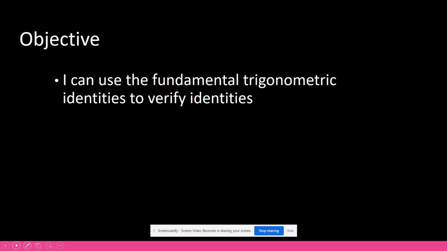So that is what I wanted us to focus on today. We have 3 strategies to help us verify identities. I would like you to work on page 596, doing problems 1 through 9 and skipping problem number 4.